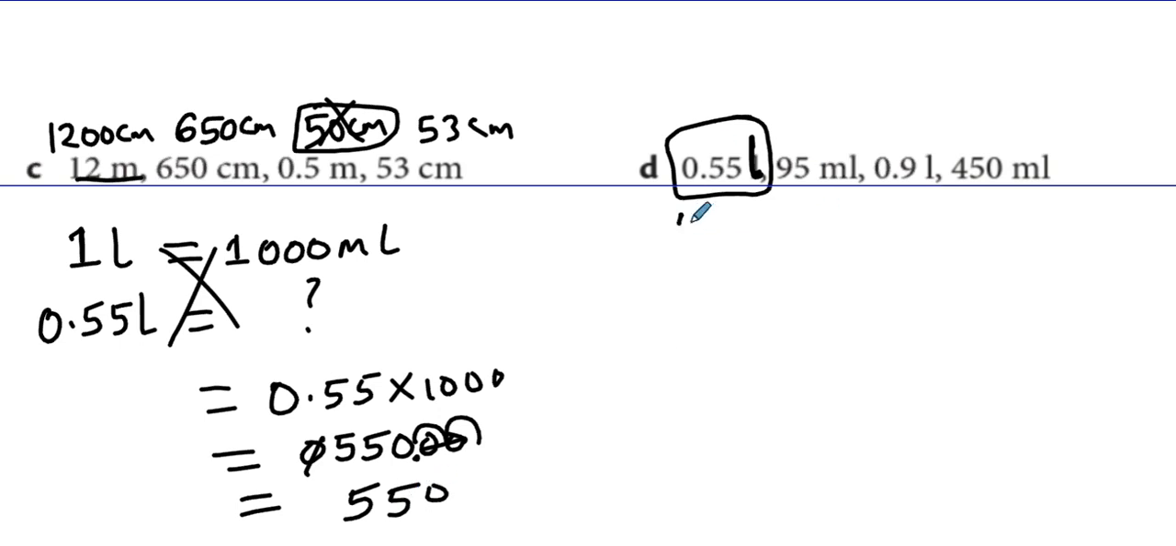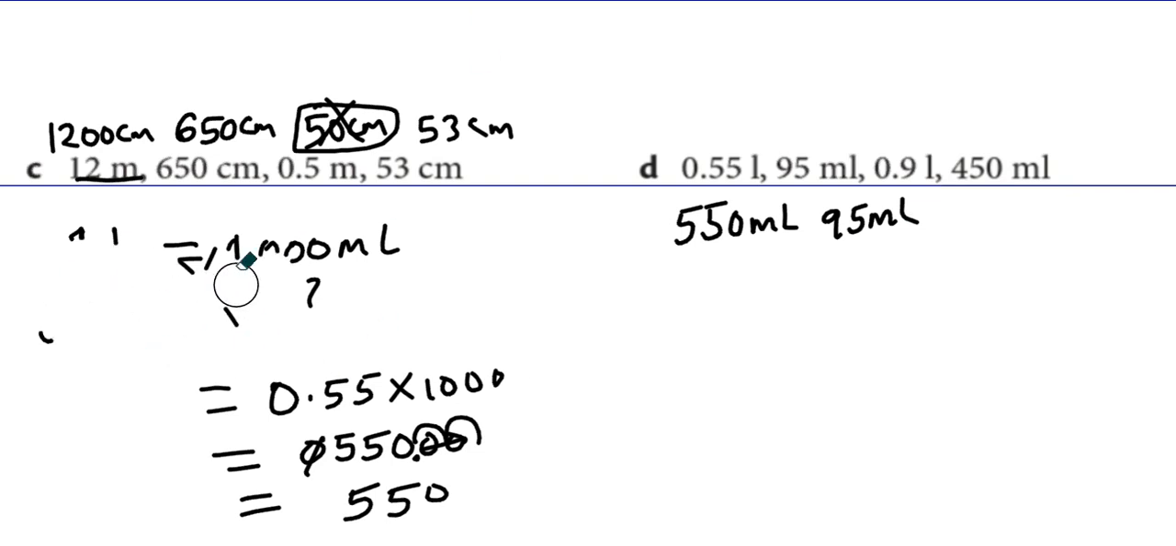So this will be 550 milliliters. 95 milliliters will remain the same. 95 milliliters is going to remain the same. And 0.9 liter will have to be changed into milliliters. So same scenario.